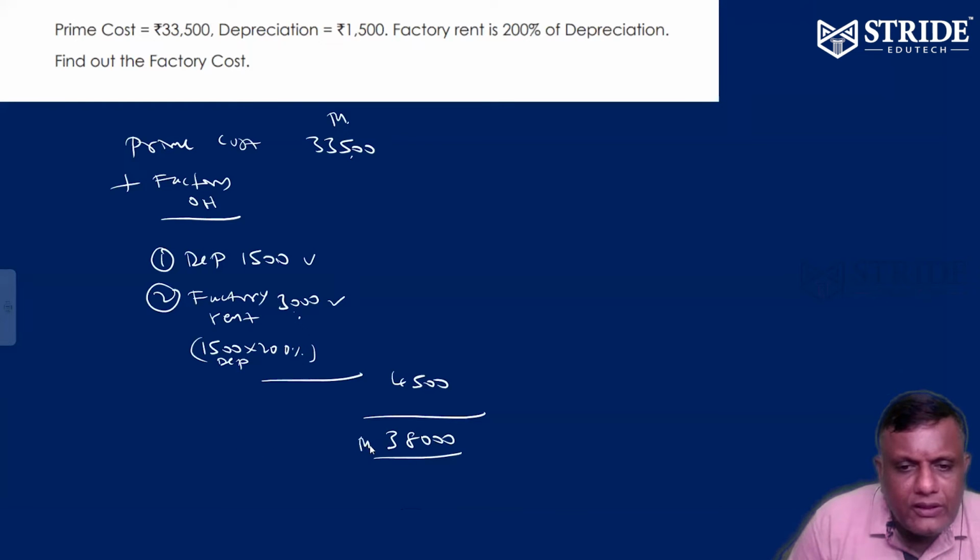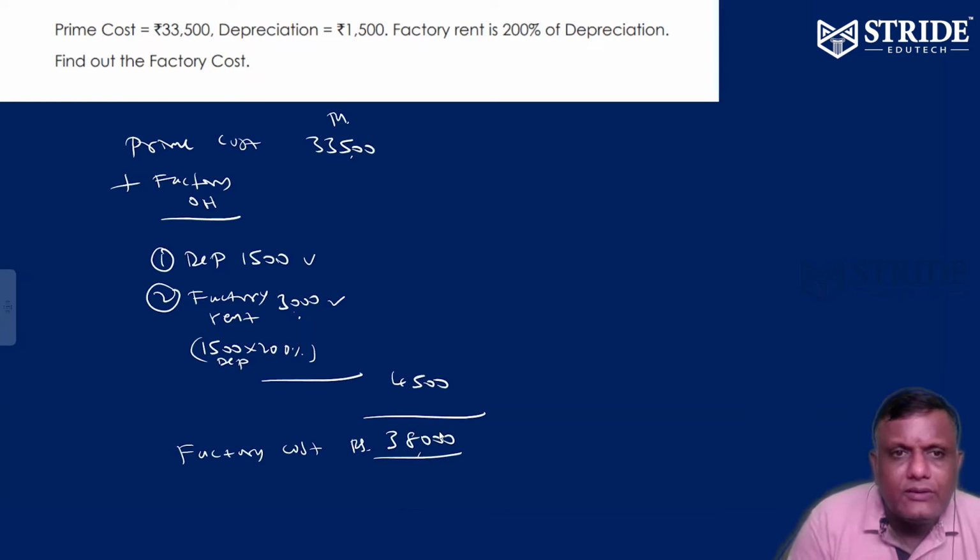Rupees 38,000. So what do you mean by this? It is called gross factory cost, or simply factory cost, or net factory cost, as the case may be. Factory cost is going to be rupees 38,000.